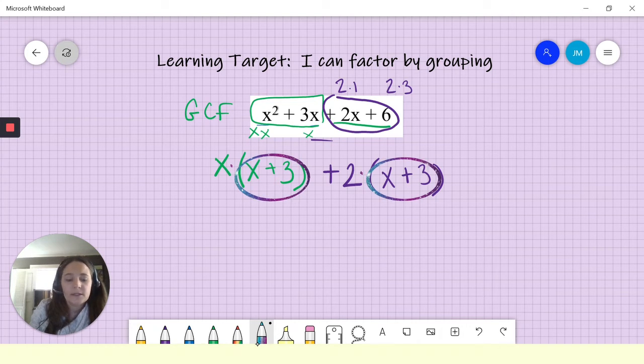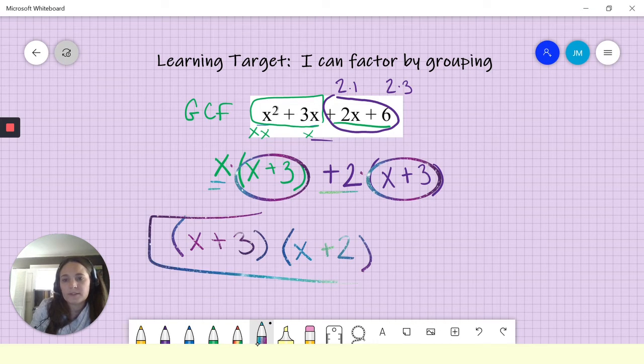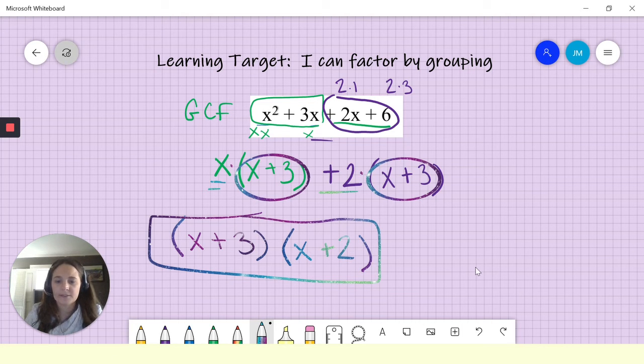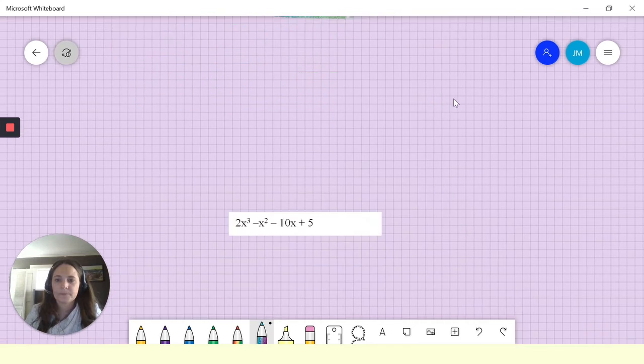So we're going to pull that out and make that x plus 3, and then if I took out the x plus 3, what's left? Just an x from this one. And then what's left over here? A plus 2. So here is your final answer. We just factored by the greatest common factor. Let's try another one. Okay, let's do this guy.